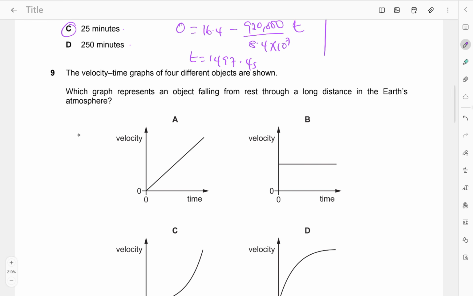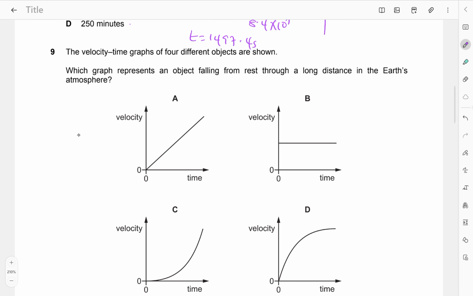The velocity time graphs of 4 different objects are shown. Which graph represents an object falling from rest? Falling from rest. That means initial velocity should be 0. So eliminate B. A long distance in the Earth's atmosphere. If it is in the Earth's atmosphere, there is air resistance. So there is force due to air resistance. And that means if there is force due to air resistance, it increases as speed increases.